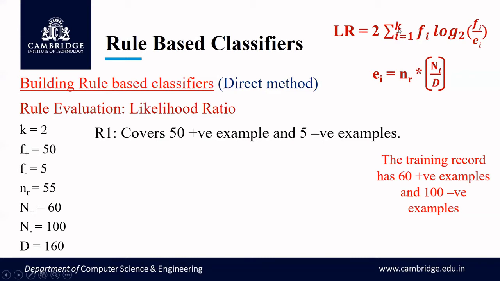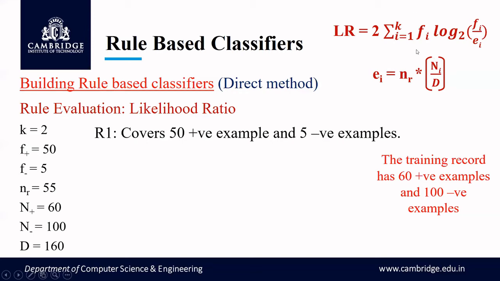K will be equal to the number of classes. So the number of classes here is 2, that is positive class and negative class, positive example and negative example. So K value will be 2. And Fi is nothing but the frequency of the particular class. So F plus I'll get and F minus I will get.